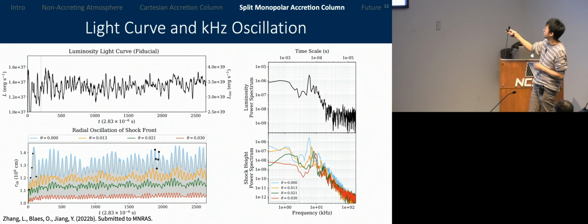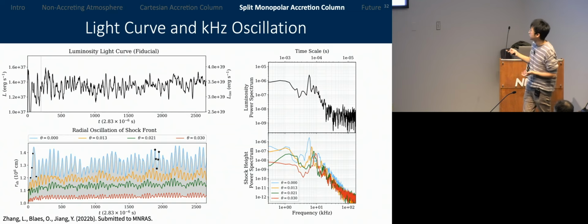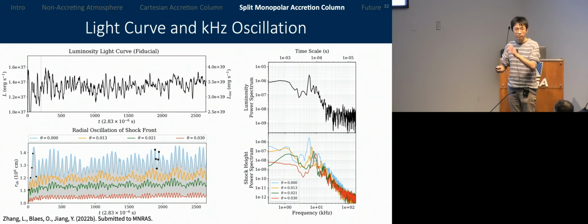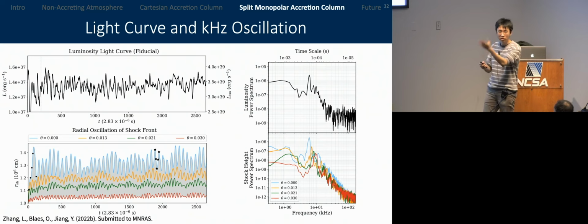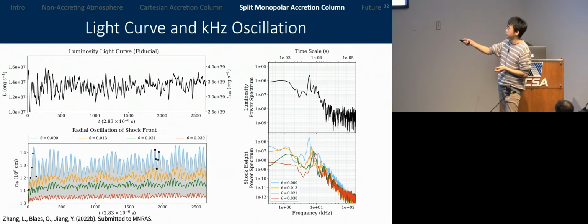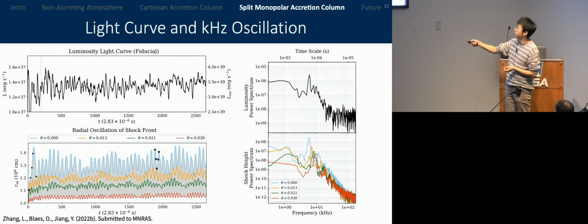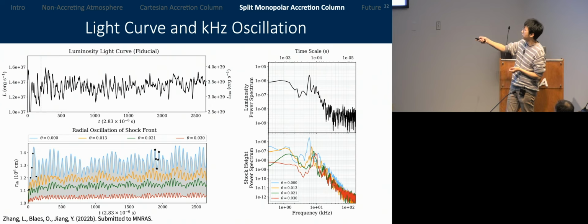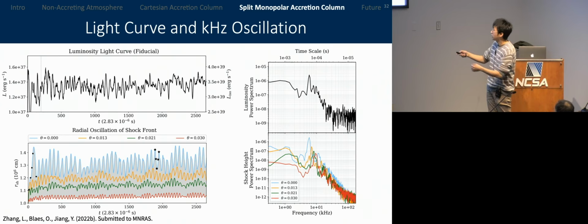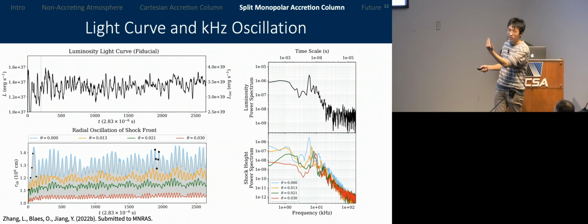So you are peak near the 6 kilohertz. And then we're thinking about, so the only thing that you can visually see on the profile that I show you is the shock front, right? The shock front just keeps oscillating. Then we just measure the oscillation of the shock front. So here, I measure the oscillating shock front from the outer region to the inner region. So this red corresponds to the outermost shock, and the blue corresponds to the innermost shock.